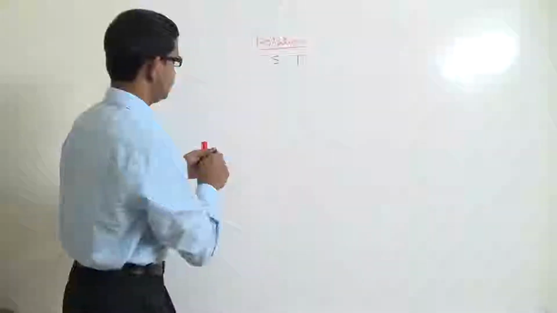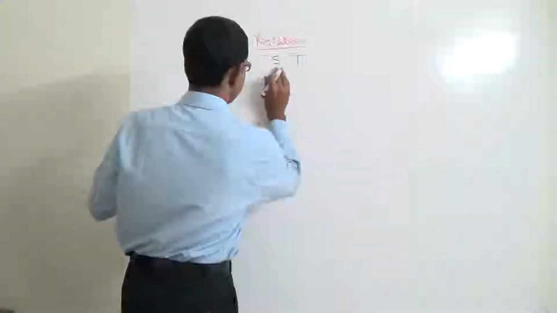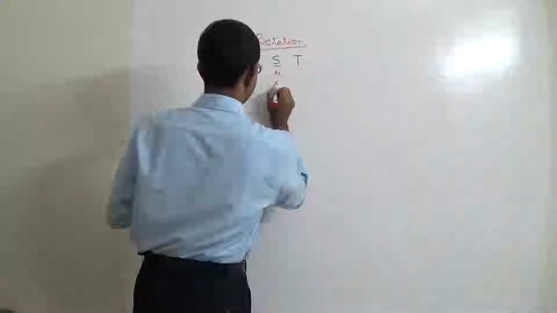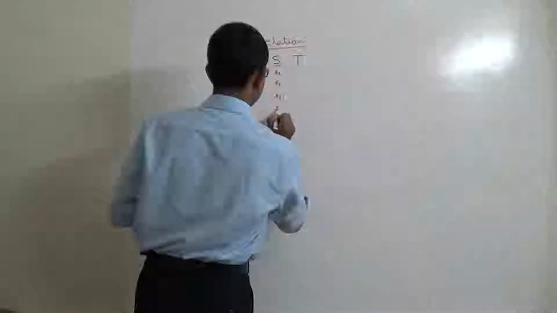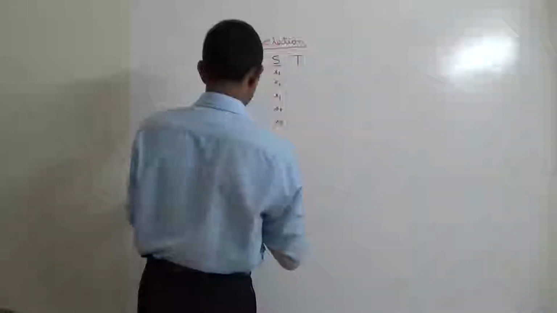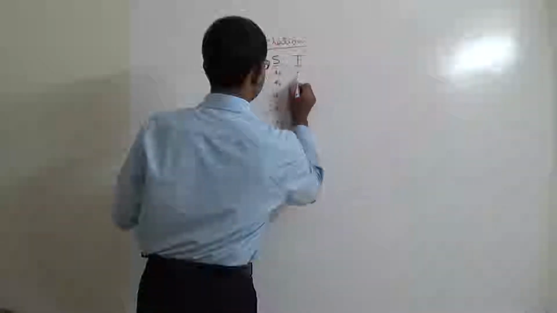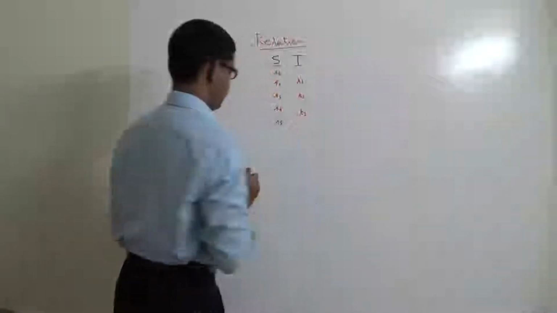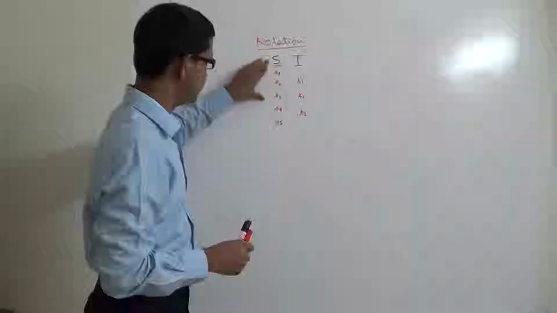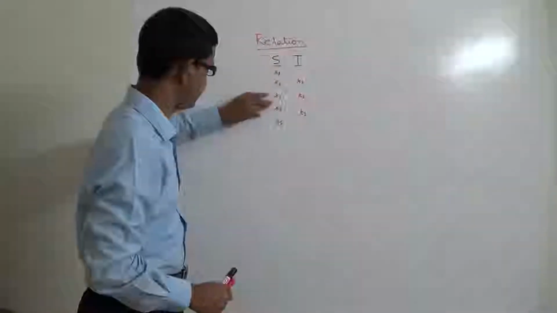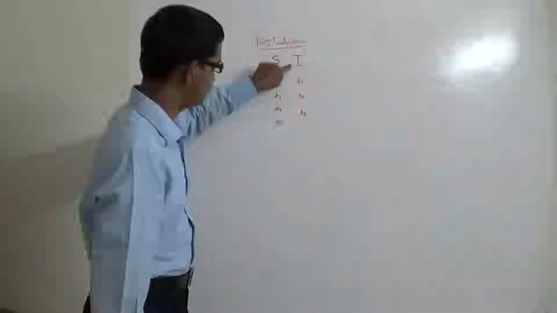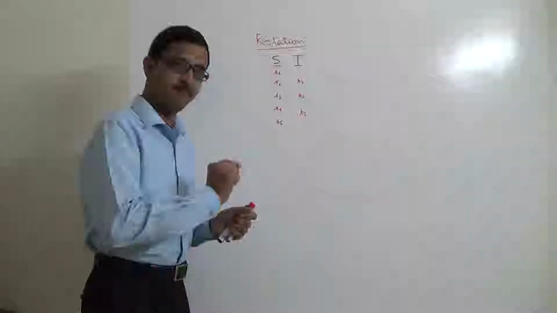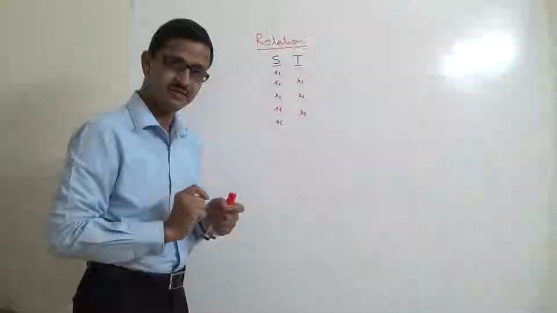So, what does it mean? It means that suppose S has some elements, suppose its elements are S1, S2, S3, S4, S5, and suppose T has the elements T1, T2, T3. So the set S has 5 elements and the set T has 3 elements. Now the relation between S and T is a rule.